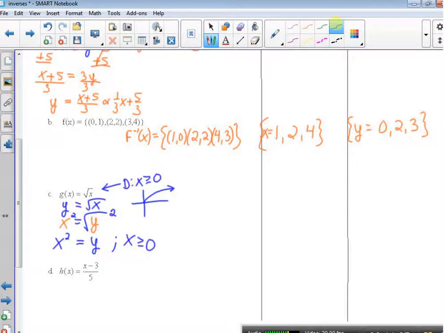So you need to say that your g^-1 of x is equal to x squared, but x has to be greater than or equal to 0. So that has to be kind of like part of the inverse. And then the domain would be x is greater than or equal to 0. And since x has to be greater than or equal to 0, then the range is y has to be greater than or equal to 0. Okay?